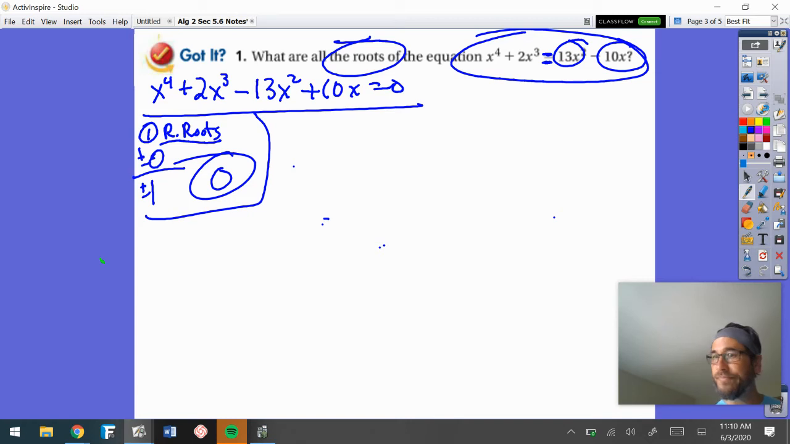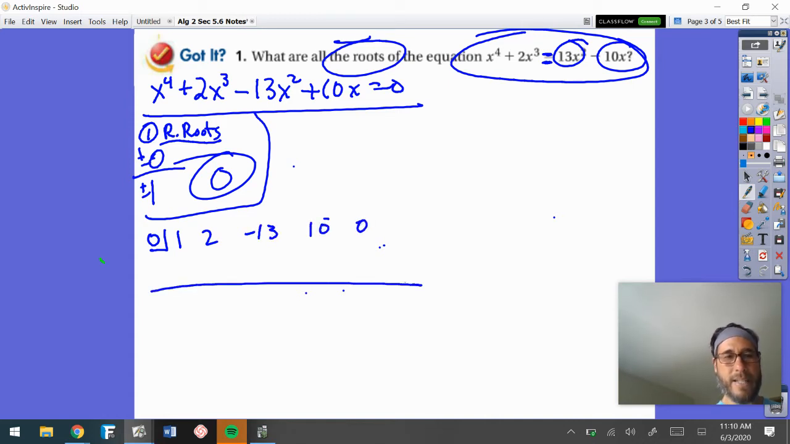So let's see if that works. How does that work? Well, it's probably going to simplify some things for me. So we go like that, and then what would this be? That'd be a 1, a 2, a negative 13, and a 10, and a 0 for that constant. So if I drop, I do 1 times 0 is 0.